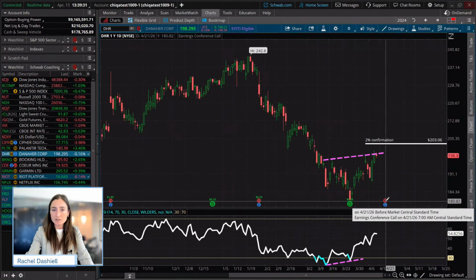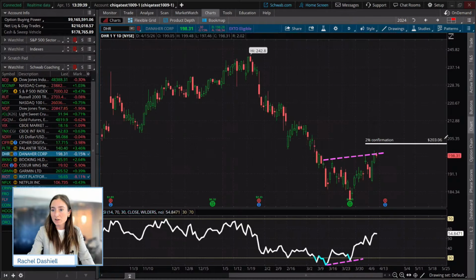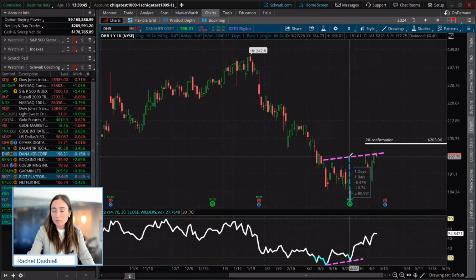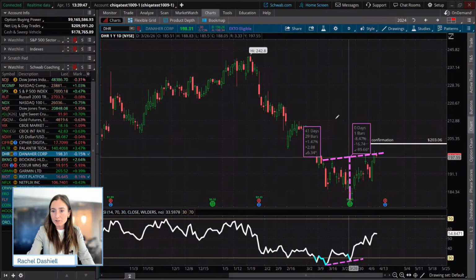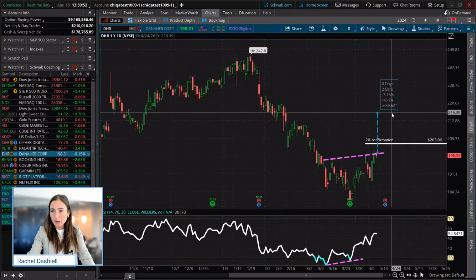We do have earnings that could be a catalyst, and typically earnings reactions do resolve in the direction of the short-term trend. So if you are looking for a 2% confirmation, that would place an entry right around 203. If you're looking for a measured move, take the entire depth of that pattern and project it from a possible breakout point.